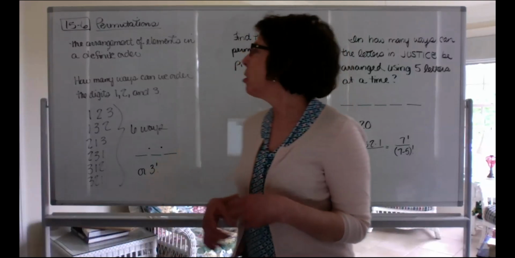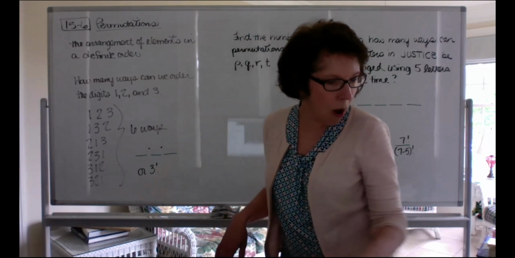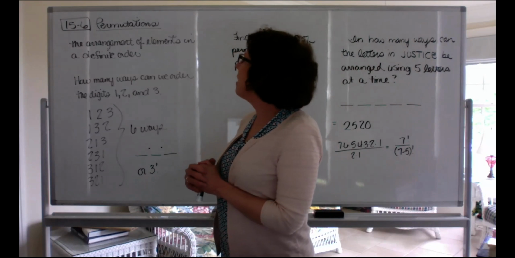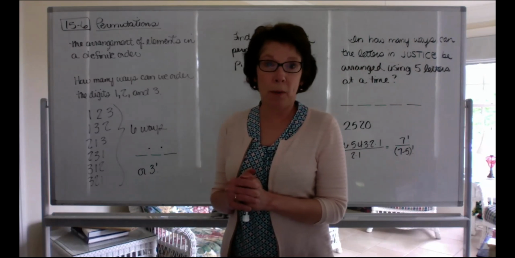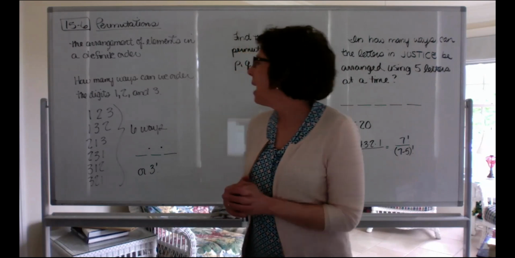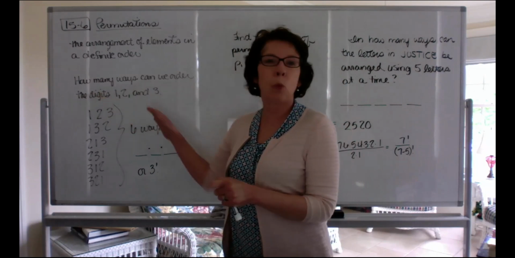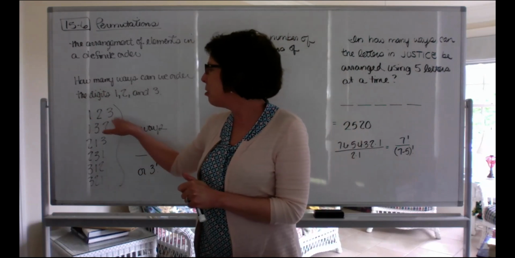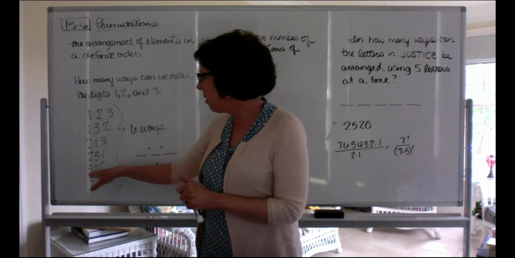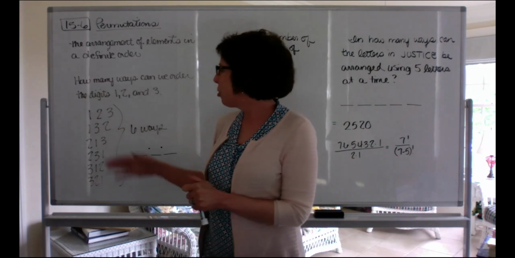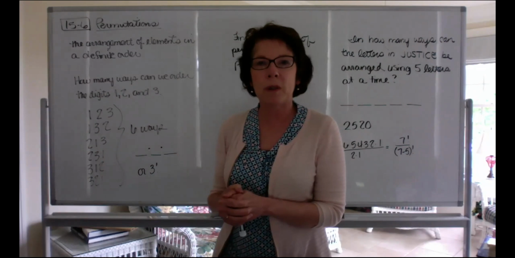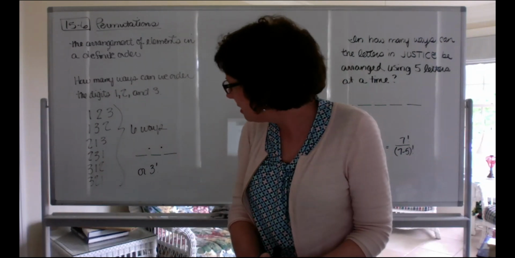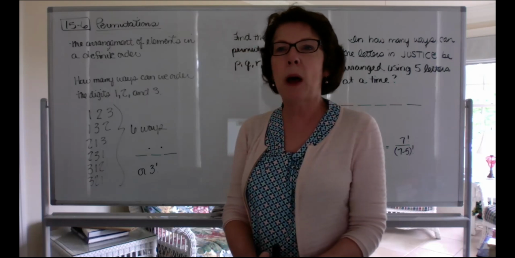So let's go ahead and look at what is a permutation. It is an arrangement of elements in a definite order. Now, what do I mean by that? Well, let's look at this example. How many ways can we order the digits 1, 2, and 3? All right, well, I've put all the ways we can do it. We can do 1, 2, 3; 1, 3, 2; 2, 1, 3; 2, 3, 1; 3, 1, 2; 3, 2, 1. Those are all the ways that I can order the digits 1, 2, and 3. And there are 6 ways to do it when you count those 6 different 3-digit numbers, okay? So I have 6 ways of doing it.